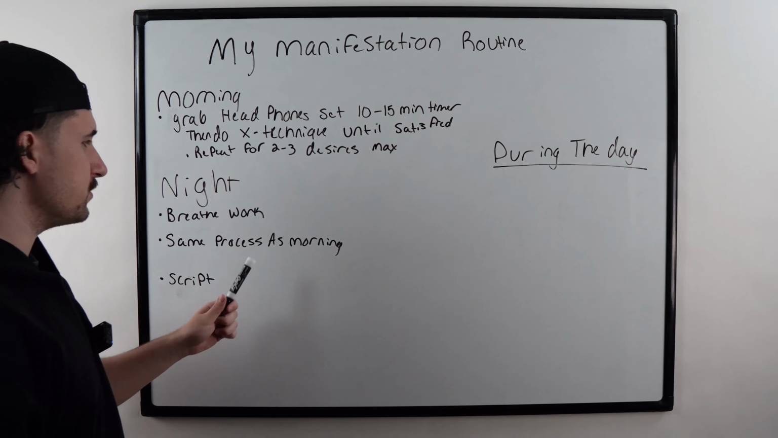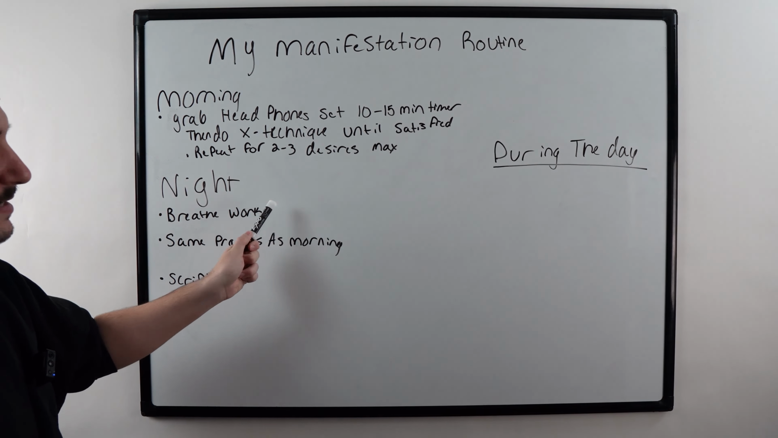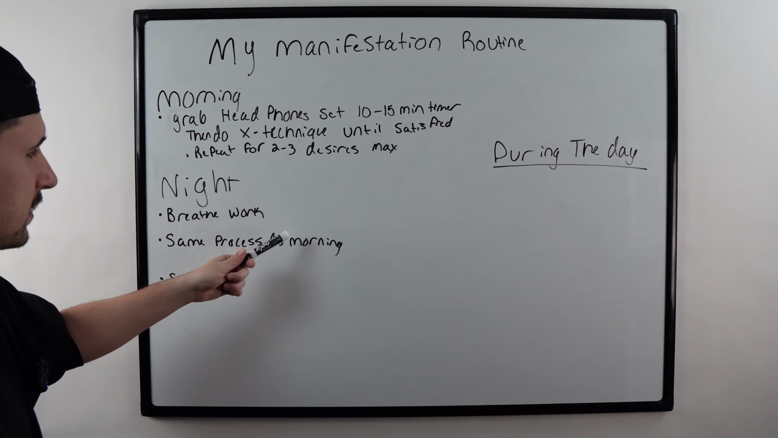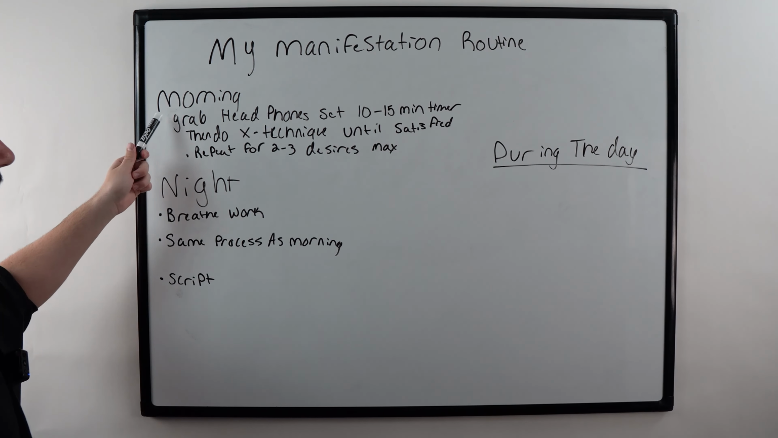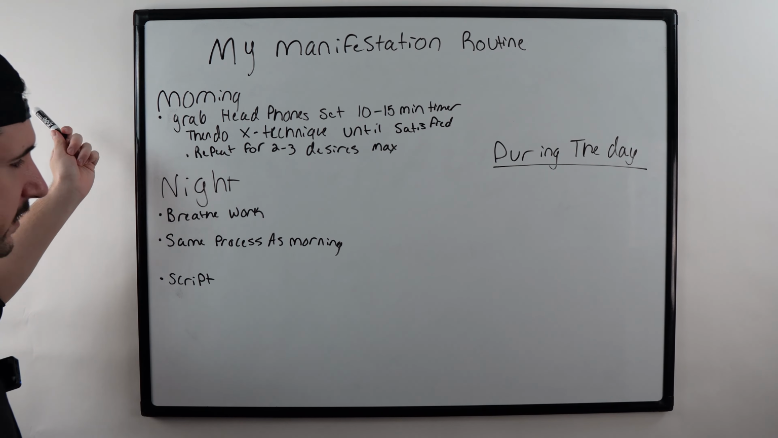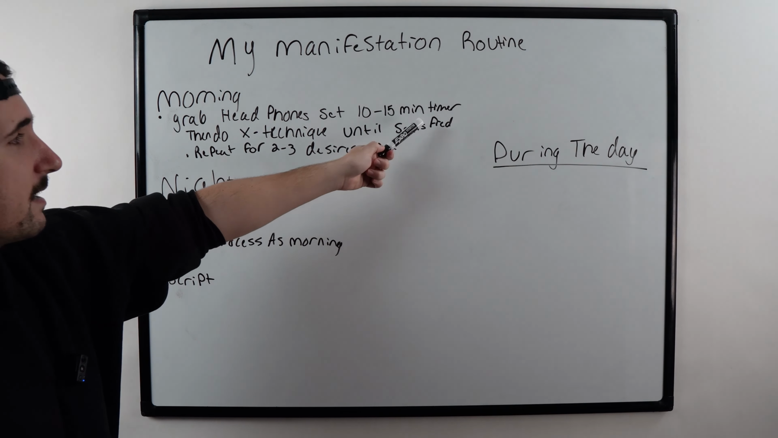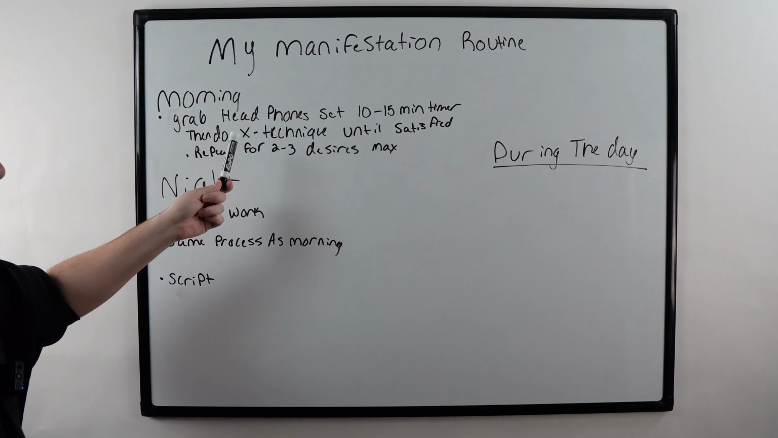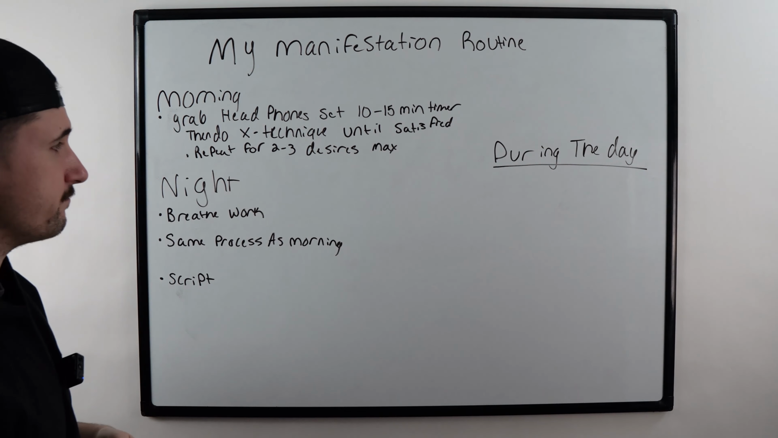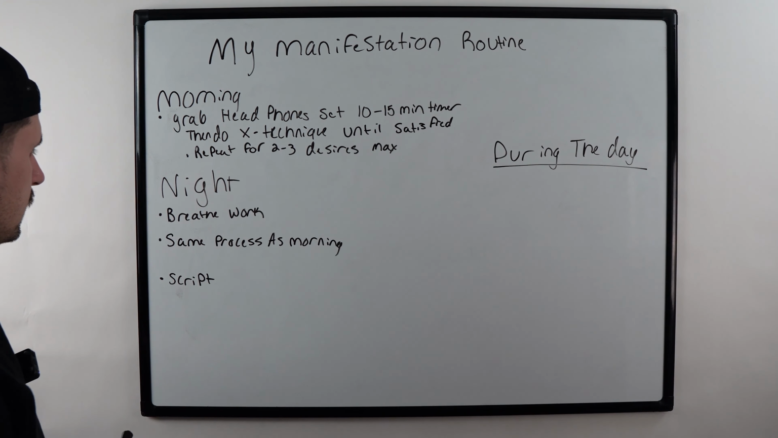And then at night, I do some breath work to really calm myself down. I find myself more overstimulated at the end of the day, more in gamma, obviously, versus when you wake up. You're automatically in theta. And then I do the same process in the morning. Grab my headphones, set a timer so I don't fall asleep, and repeat X technique until satisfied for my desires that I want to go over. And then I will script.